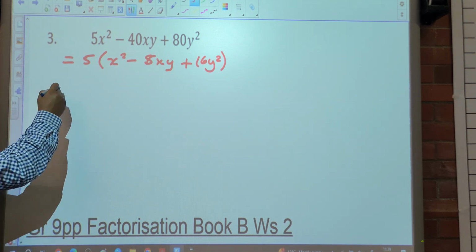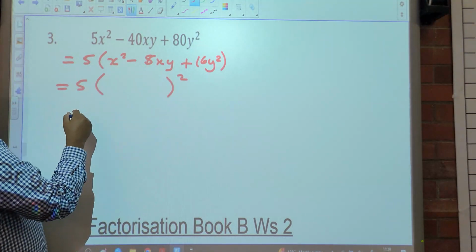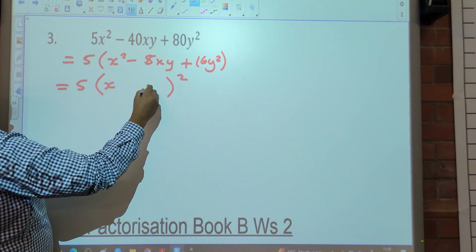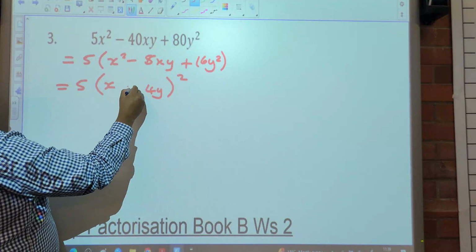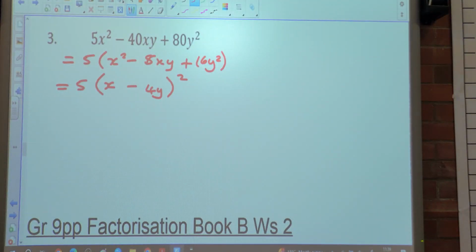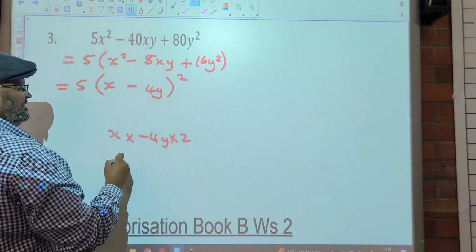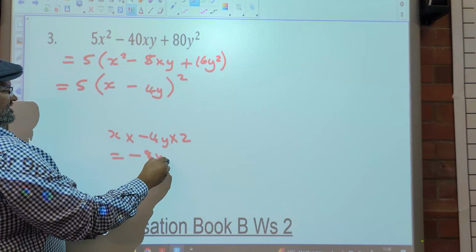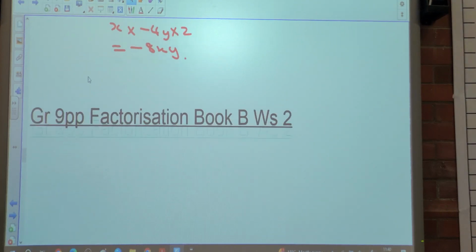Yes. So I'm going to do the perfect square trinomial. What's the square root of x squared? X. Square root of 16y squared? 4y. The middle term is minus. And of course we have to test. So we got x times negative 4y times 2. It's going to give you negative 8xy. Okay. Any confusion there? So the next one.